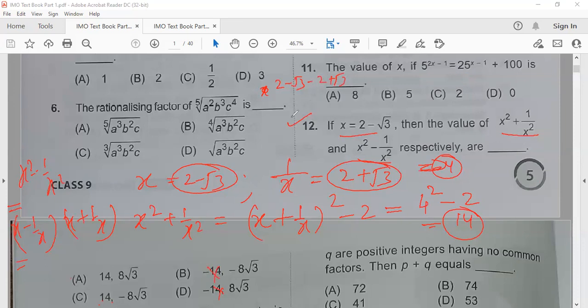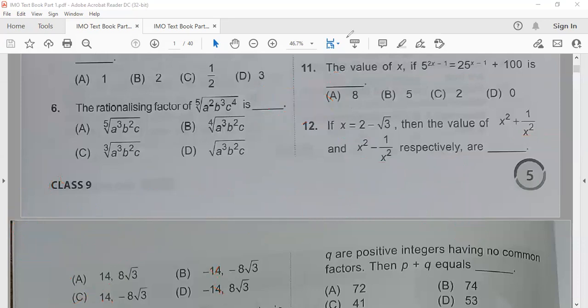Sorry, both are minus now, because x and 1 upon x. Where is 1 upon x? This one, 2 plus, both are minus, then the 2s cancel out, and we get minus 2 root 3. Okay, so this is minus 2 root 3 into x plus 1 upon x, which is 4, giving minus 8 root 3. That means this is the correct option, C.